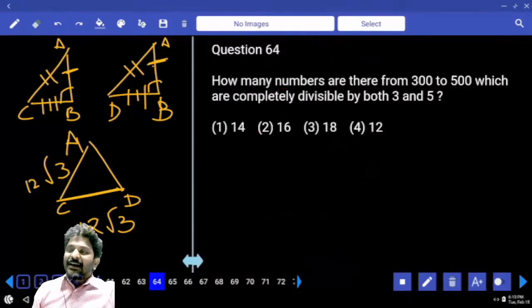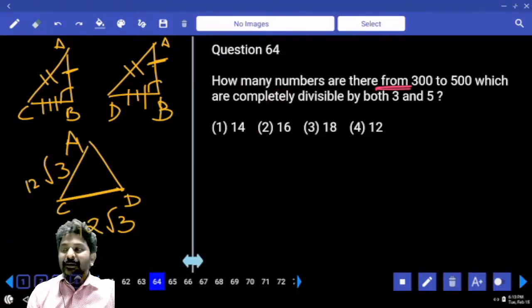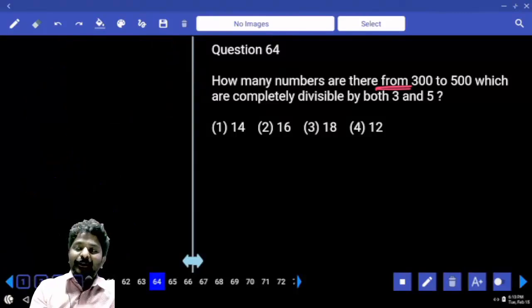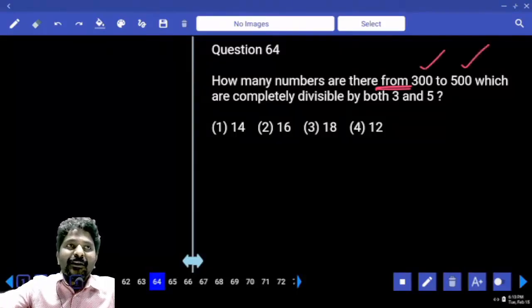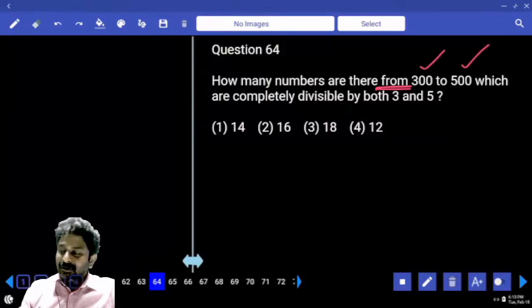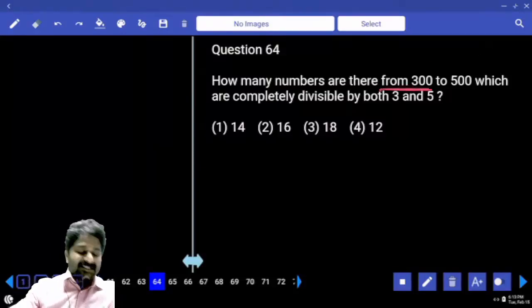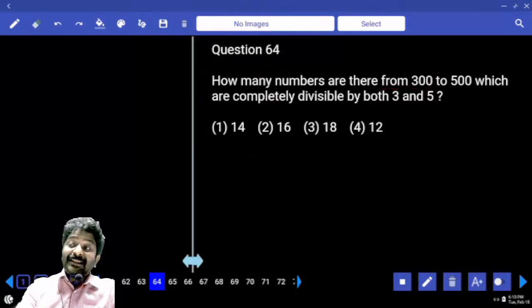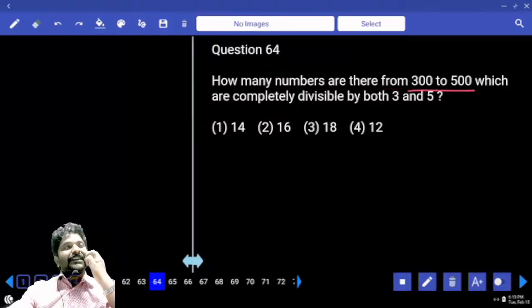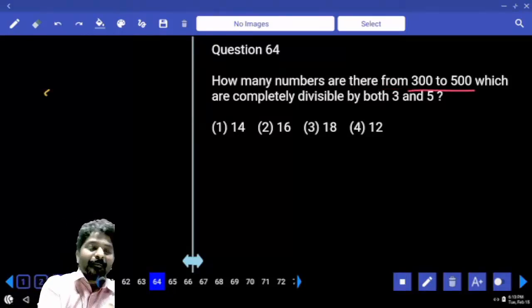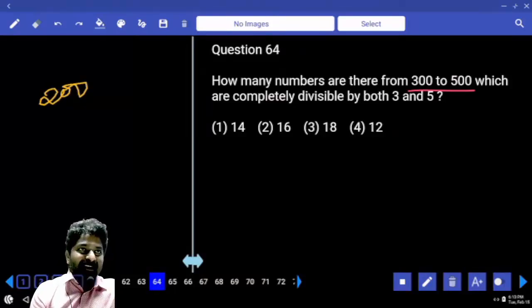How many numbers are there from 300 to 500? This is important. Are 300 and 500 both included? Yes or no? From 300 in the sense 300 is included. Between in the sense the gap only. Between 300 to 500, how many numbers are there? Come on. 200 numbers are there.